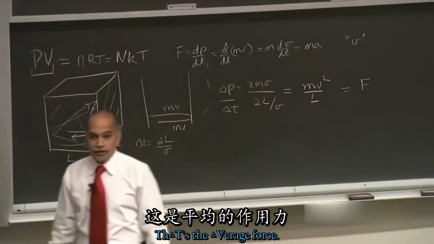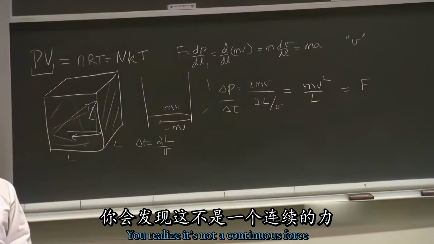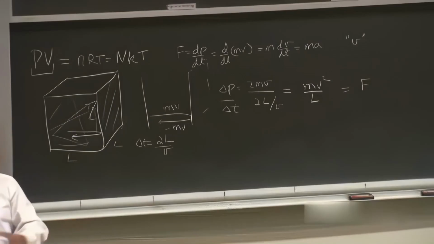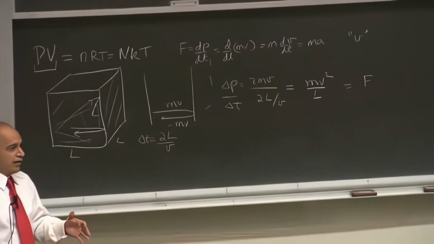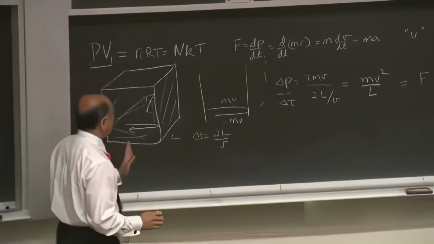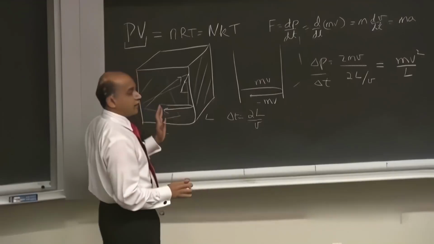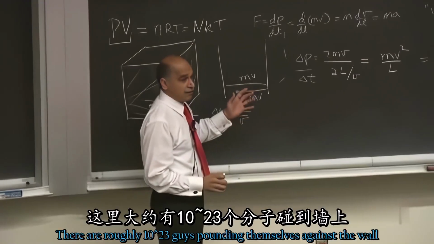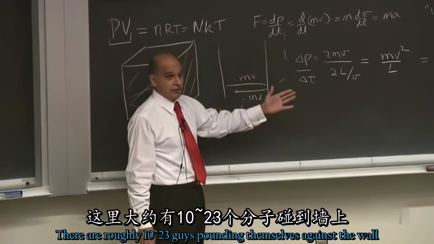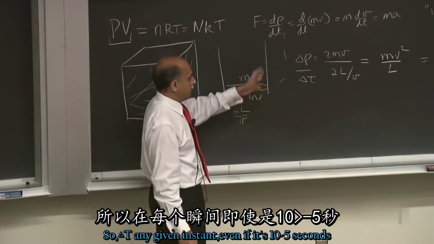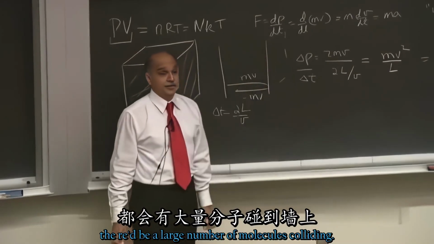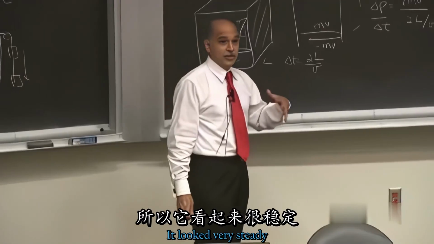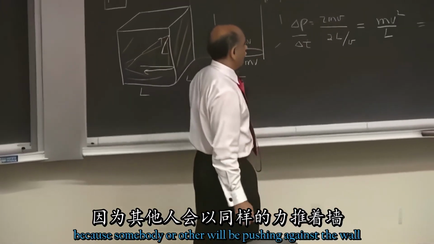That's the average force. Realize it's not a continuous force. Molecule hits the wall, that's a little force exchange between the two, then there's nothing. Then you wait till it comes back and hits the wall again. If that were the only thing going on, what you'll find is the wall most of the time has no pressure, and suddenly it has a lot of pressure, and then suddenly nothing. But fortunately, this is not the only molecule. There are roughly 10 to the 23 guys pounding themselves against the wall. So at any given instant, even if it's 10 to the minus 5 seconds, there'll be a large number of molecules colliding. So that's why the force will appear to be steady rather than a short noise. It looks very steady, because somebody or other will be pushing against the wall.